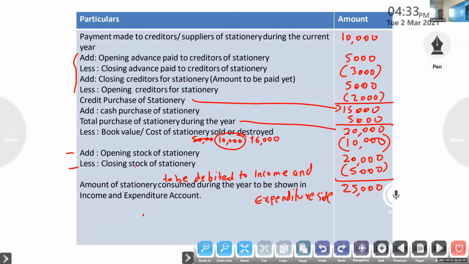Opening stock of sports material is given, closing stock of sports material is given, opening creditors of sports material is given, closing creditors of sports material is given, then during the year creditors for sports material were paid, it is given. No opening advance, no cash purchase, nothing. So we will do this problem. Shubham, any doubt? This one, this format? Okay.